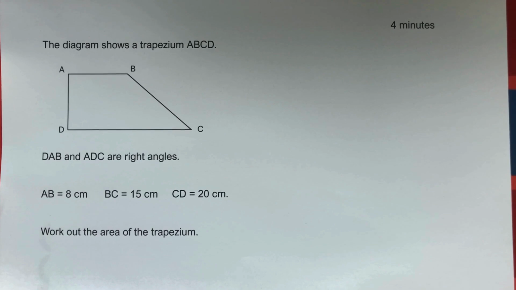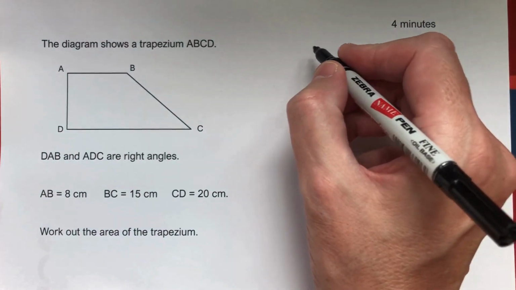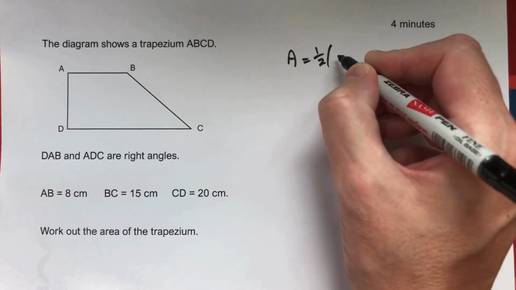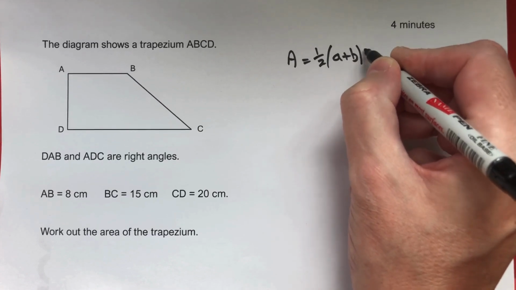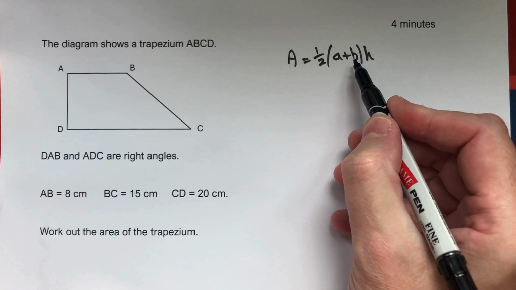This question concerns a trapezium, shown here, and we have to work out the area of the trapezium. The formula for the area of a trapezium is given on the formula page of the GCSE paper, and it is area equals a half, open brackets, a plus b, close brackets, times h, where a and b are the two parallel sides.